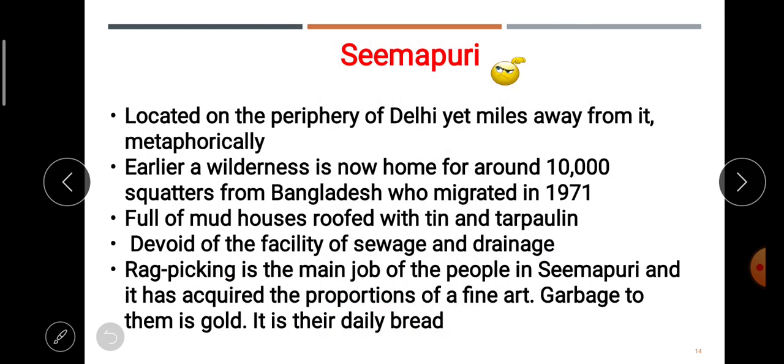Seemapuri. What is the condition of Seemapuri? Seemapuri is located on the periphery of Delhi, the outer part of Delhi, yet miles away from it metaphorically. This is very much important, students. You must take it down in your notes also, because many times a question is framed over this statement. How can it be metaphorically away?